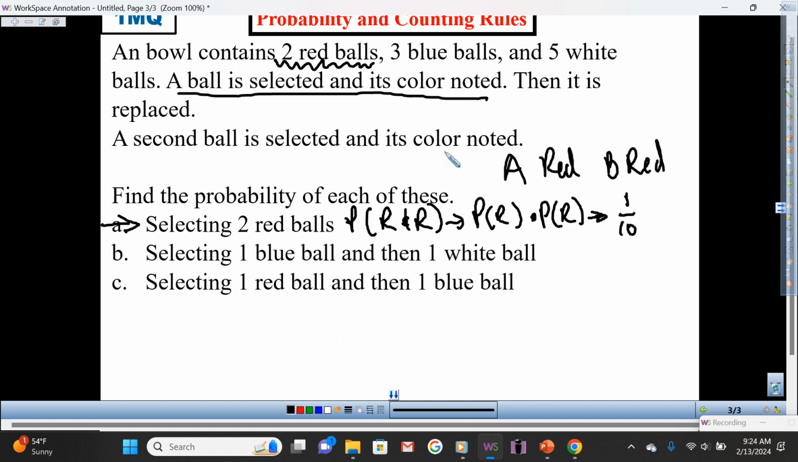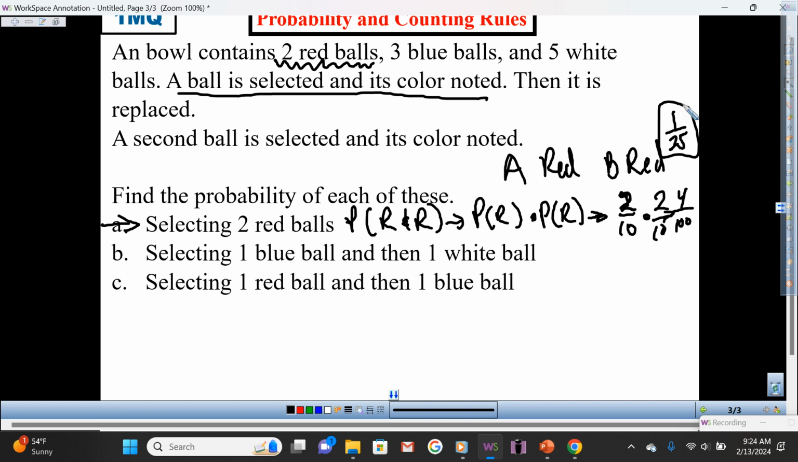All right, let's try it again, Daisy. 2 out of 10. That is correct. 2 out of 10 times 2 out of 10. Therefore, this is 4 out of 100. Simplified, that's 1 out of 25. That is correct. Hands up if you got that by yourself.